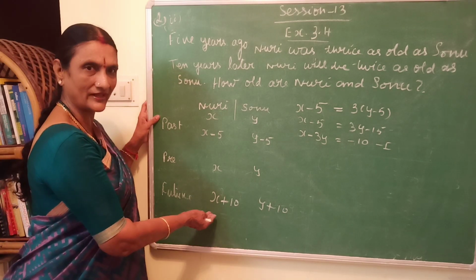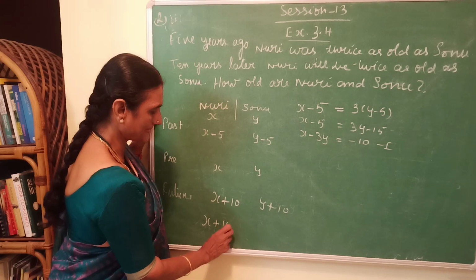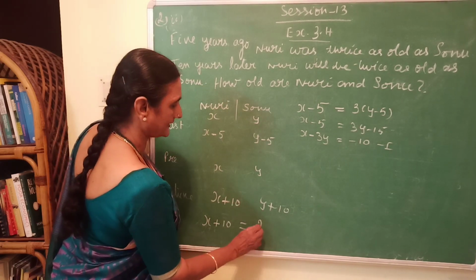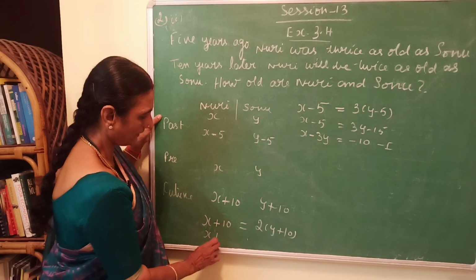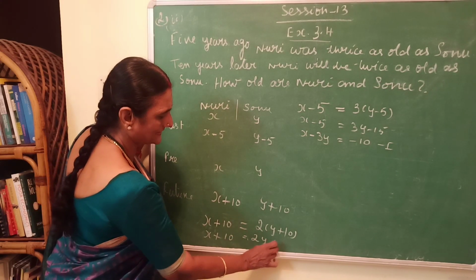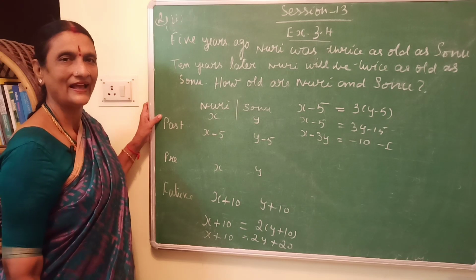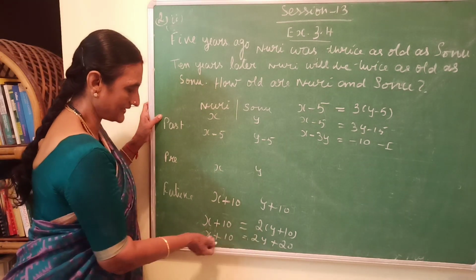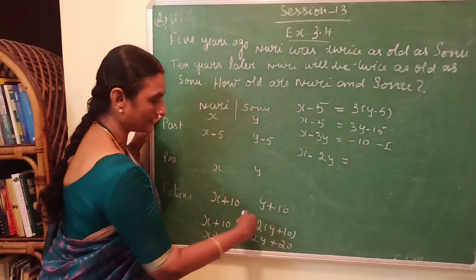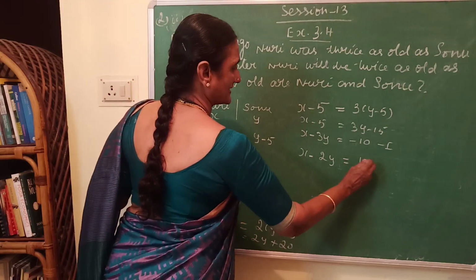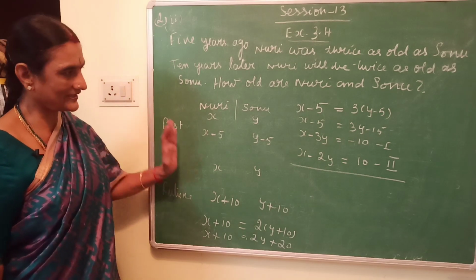Now you look at the future equation. So 10 years later she is x plus 10, she is twice as old as Sonu, 2 times y plus 10. Correct? So if this is the case, you will get x plus 10 is equal to 2y plus 20. So what I have to do? I have to transpose the variables to one side and constants to the other side. So 2y comes here. So I will get x minus 2y is equal to, the 10 goes to the other side, 20 minus 10 gives you plus 10. This is your equation 2. Okay, are you understanding? So this is what I have got.